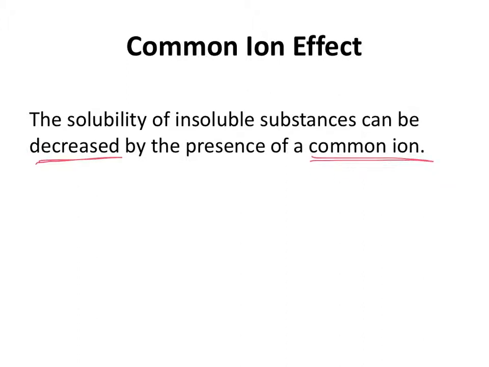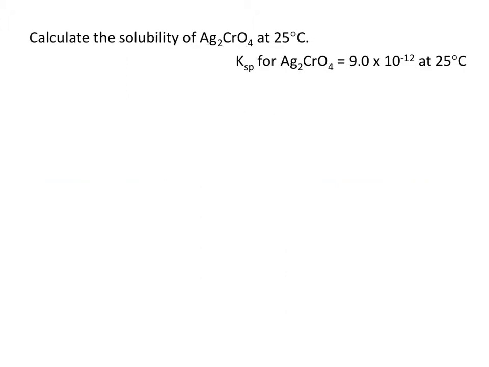By common, we mean something that the reaction will have in common. So if I have silver chloride in a beaker and I introduce sodium chloride, there are chloride ions in common. Let's just see how this works. So the first part of this example is not the common ion effect, it's just to get us remembering how to solve KSP problems. Calculate the solubility of silver chromate at 25 degrees, and the KSP is given.